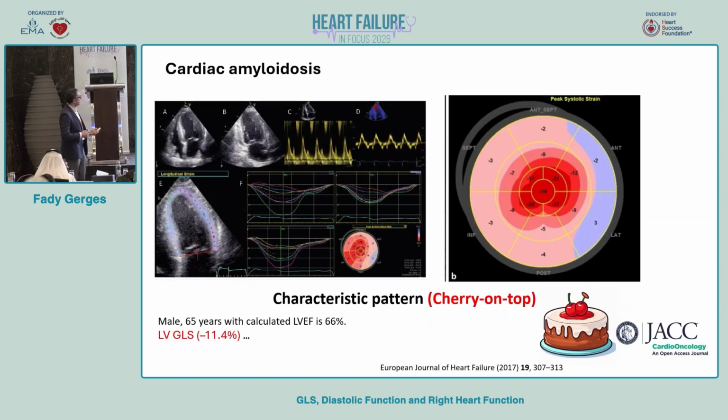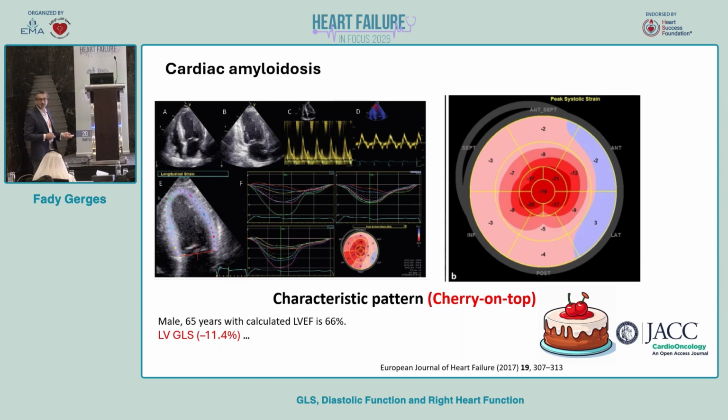Another patient, this is a very famous pattern for cardiac amyloidosis. We call it the cherry on top. Look at the cherry here, this is the same. So basically, we know the pattern of apical sparing. The apex is completely normal. However, the mid wall and the base are involved. And on the other hand, the ejection fraction is perfectly normal in this patient.